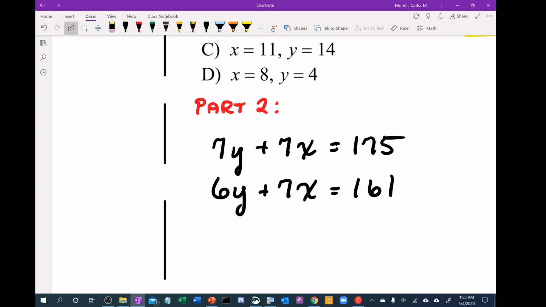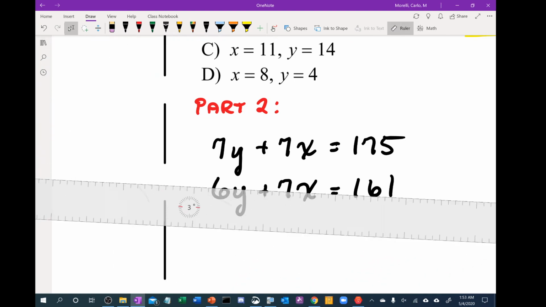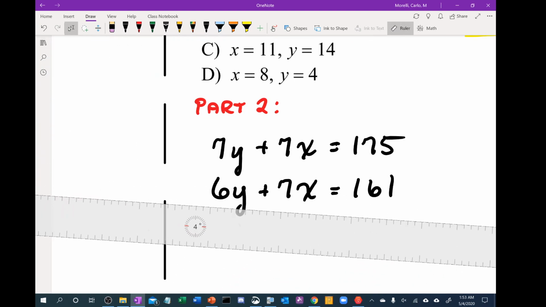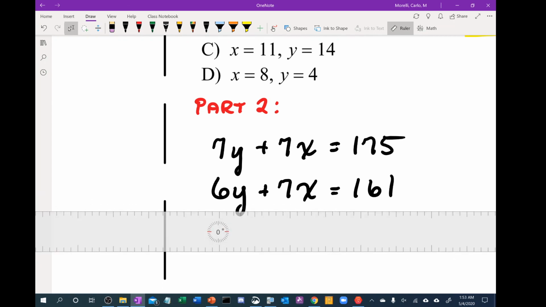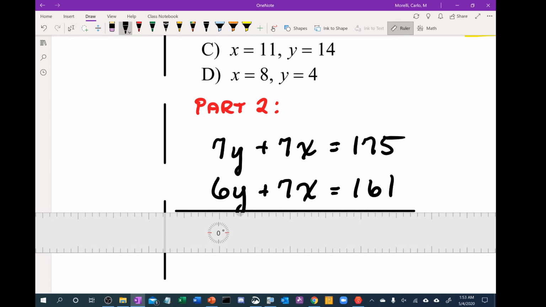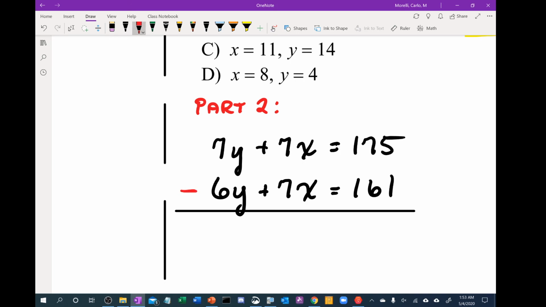And so we can actually directly eliminate because we have the 7x's match on the top and the bottom. So we can just do elimination by subtraction. Okay, so we'll draw a line. And we're going to do elimination by subtraction. So remember, we're subtracting. We have to distribute that subtraction through the whole system. And so we'll do this piece by piece. 7y minus 6y equals 1y. 7x minus 7x, that eliminates.